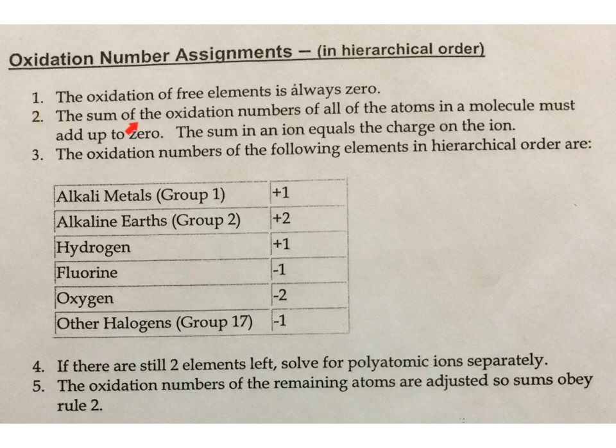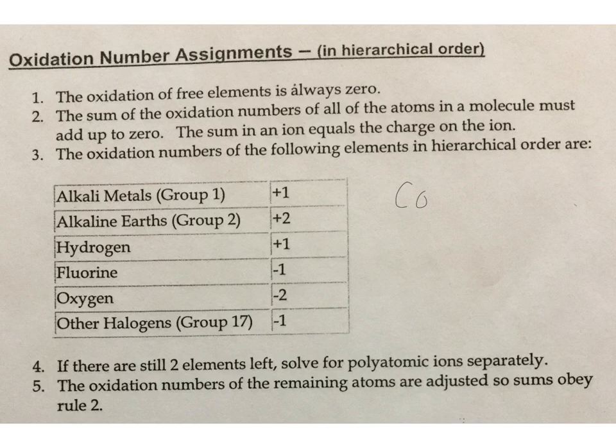And rule 2 says the sum of the oxidation numbers in all of the atoms must add up to 0. We're going to temporarily ignore the second part of the rule, and we'll come back to it in just a little bit. That means that we are going to have to use rule 3 in order to help us with rule 2, and these are also in hierarchical order. So let's walk through an example, and we'll start with carbon monoxide.